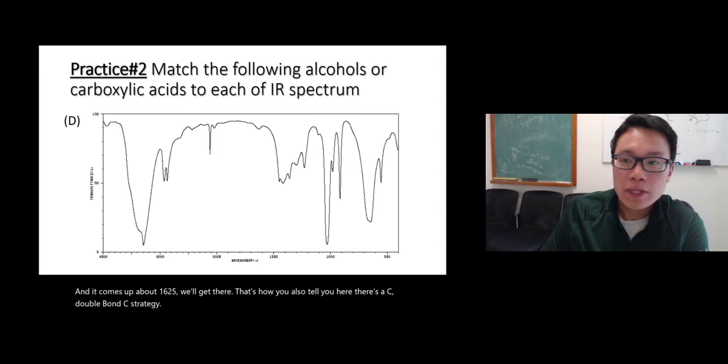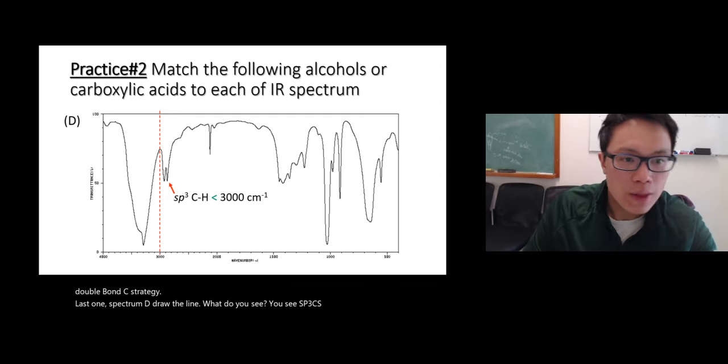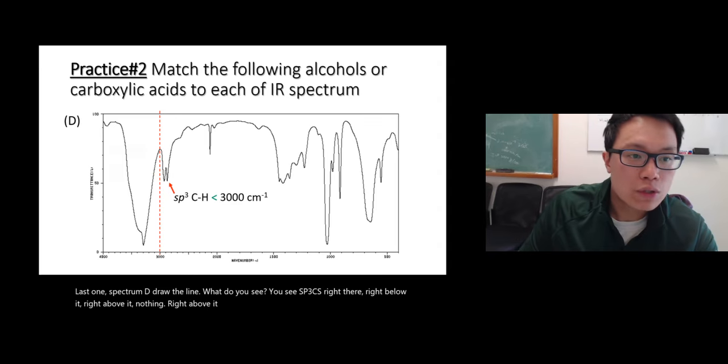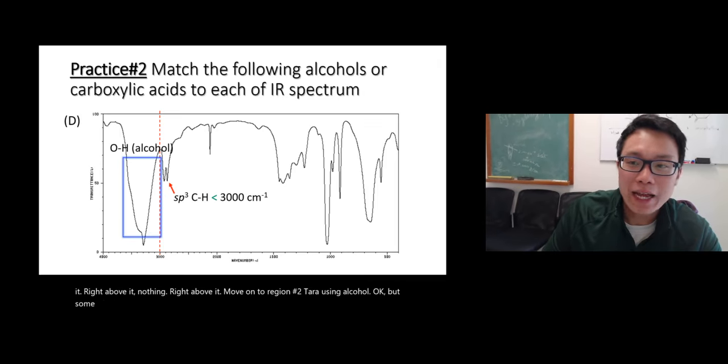Last one, spectrum D. Draw the line. What do you see? You see sp3 CH right there, right below it. Right above it, nothing. Move on to region number two. Ta-da! You see an alcohol. But some of you might see something else too.